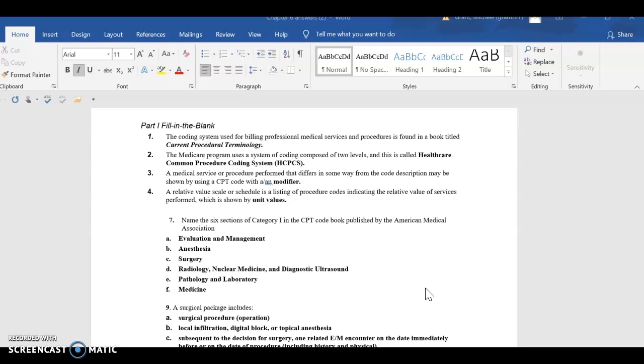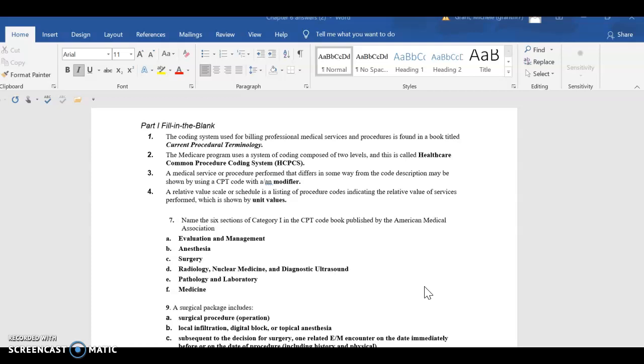It is also used for outpatient. So for a doctor who wants to bill an ER visit, or a doctor that wants to see a patient in the hospital, that daily visit. So that is one thing that you will see as you are working as an MA.